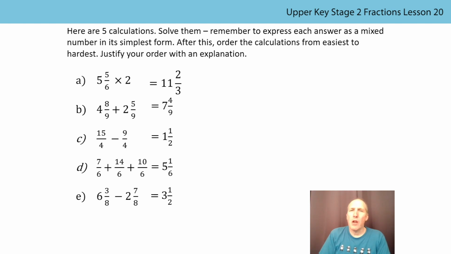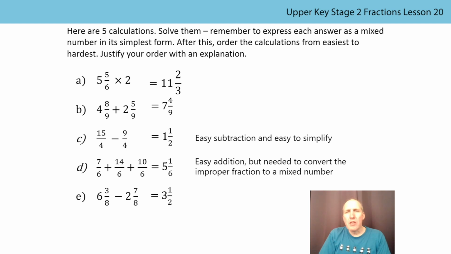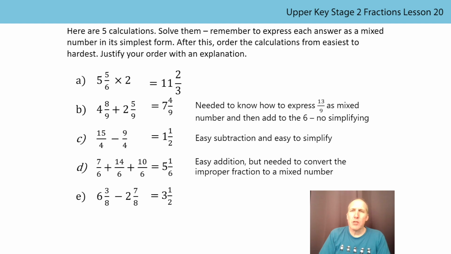This is what Mrs. Furlong and I thought, but don't worry if you disagree. We thought that C was the easiest, as it was quite easy to subtract the numerators and the simplifying was okay. Then we chose D. Adding the numerators was quite easy, and then changing to a mixed number was a little bit harder than the previous one. We thought B was next, as once we'd added the fractions, we needed to convert to a mixed number, but there was no simplifying required.